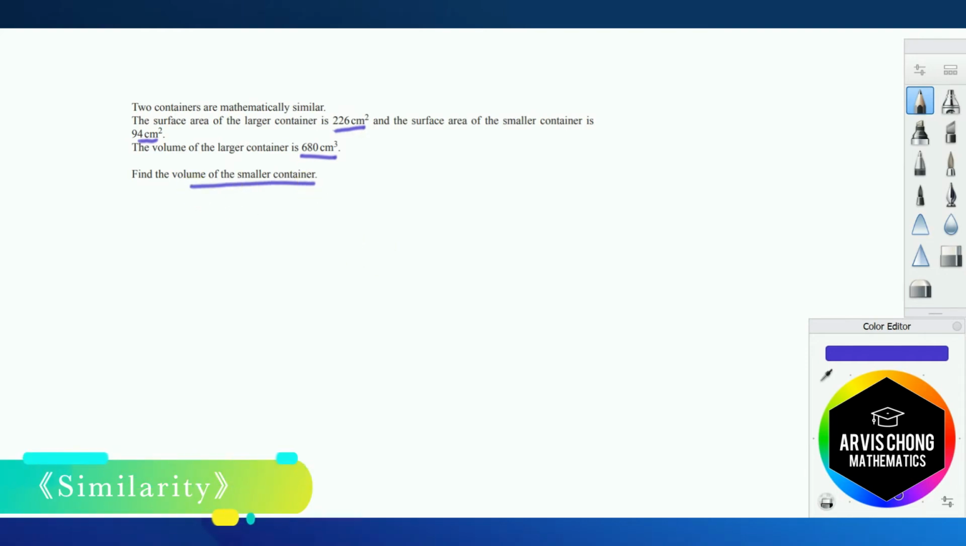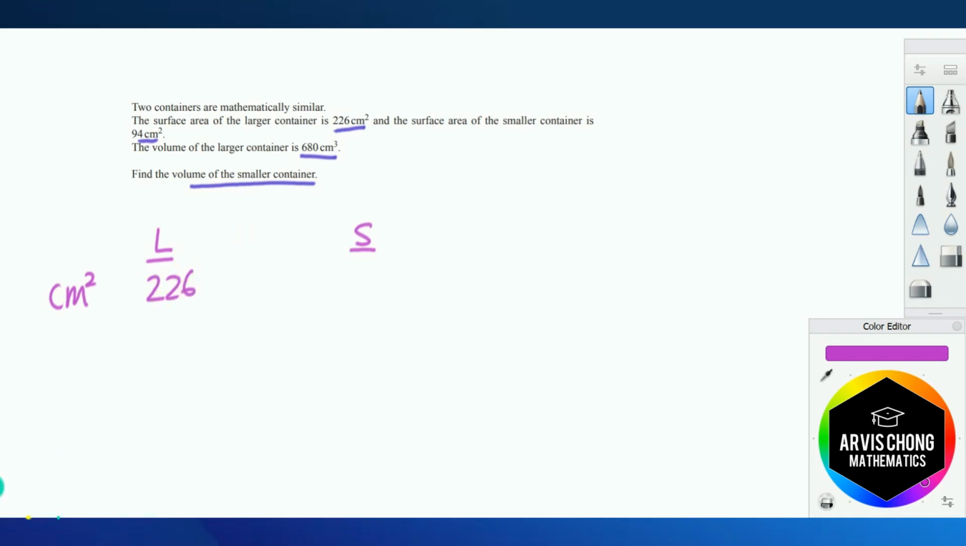Same as the previous question, we can put L for the larger shape. Meanwhile, for the smaller shape, we put S. Now the surface area given here is in cm square. The larger shape is 226. Meanwhile, the surface area of the smaller shape is 94.